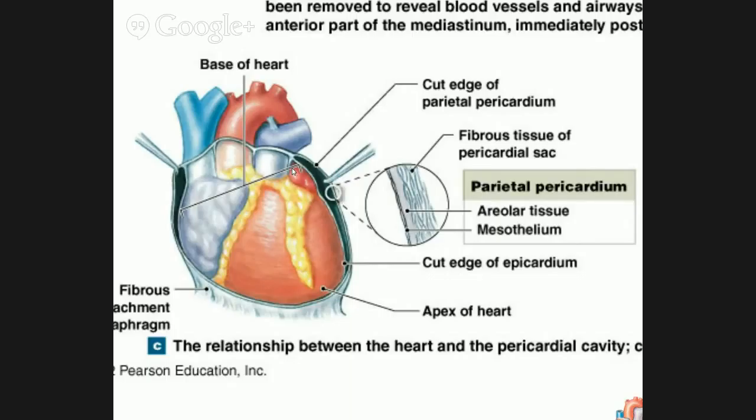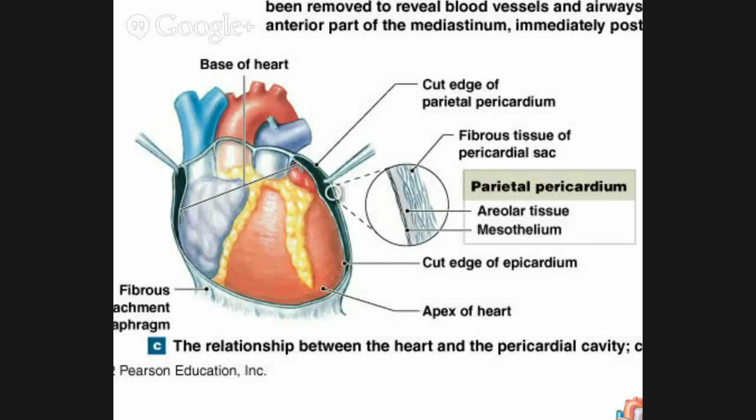The words apex and base, if we're using those words to describe a mountain, would be talking about the bottom or base of the mountain and the top or apex of the mountain. Here, the base is the top of the heart and the apex is the bottom of the heart.